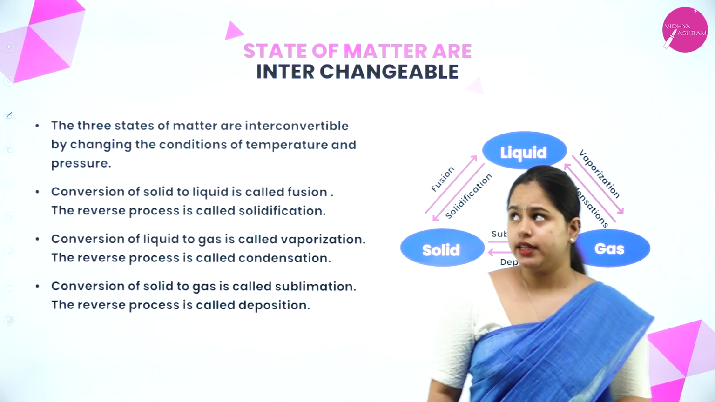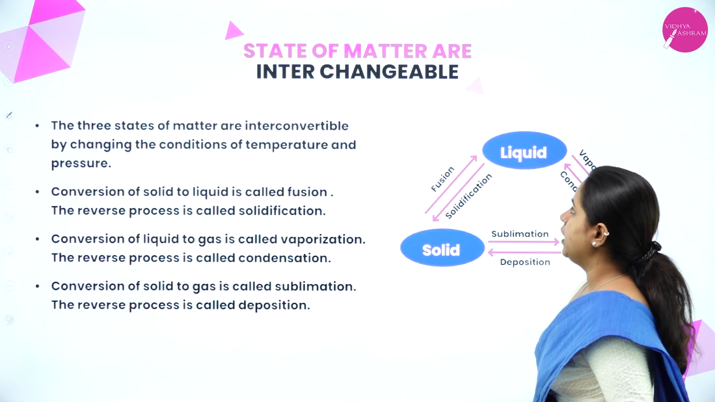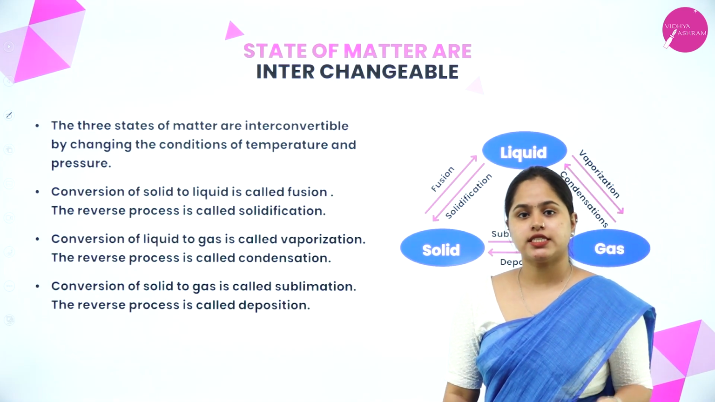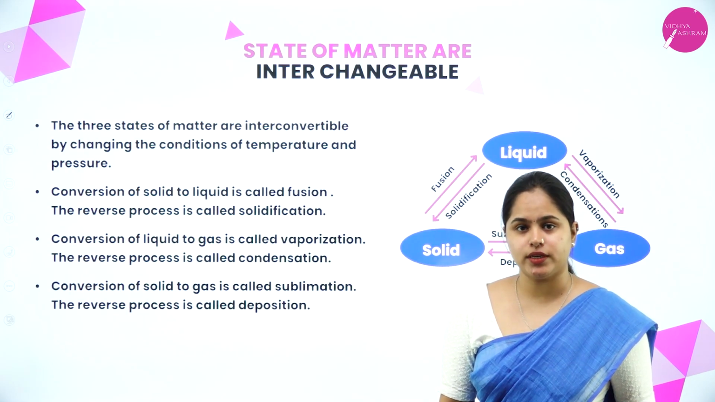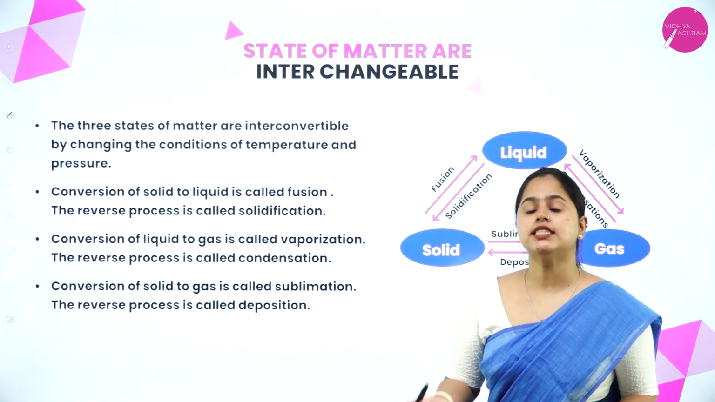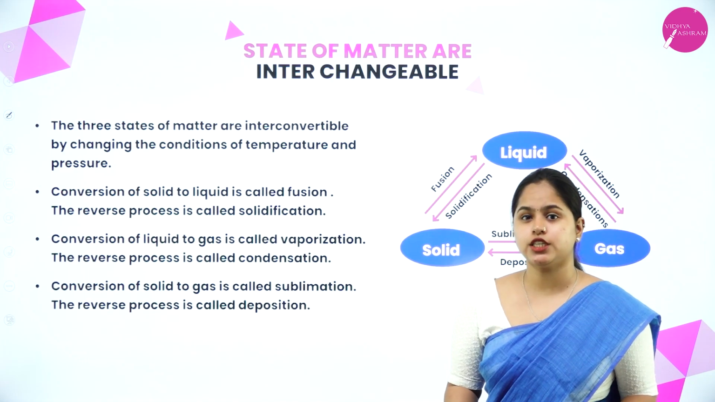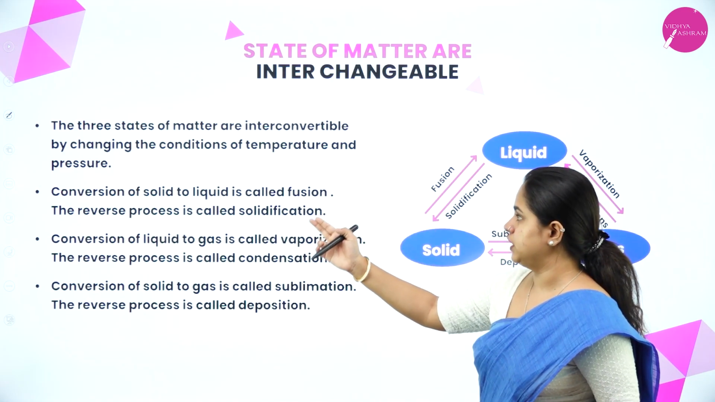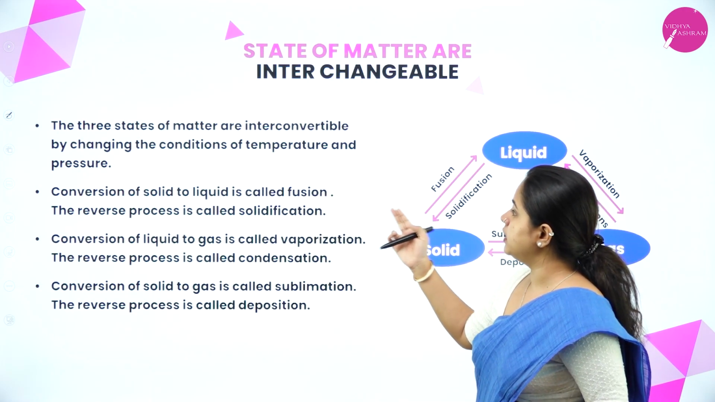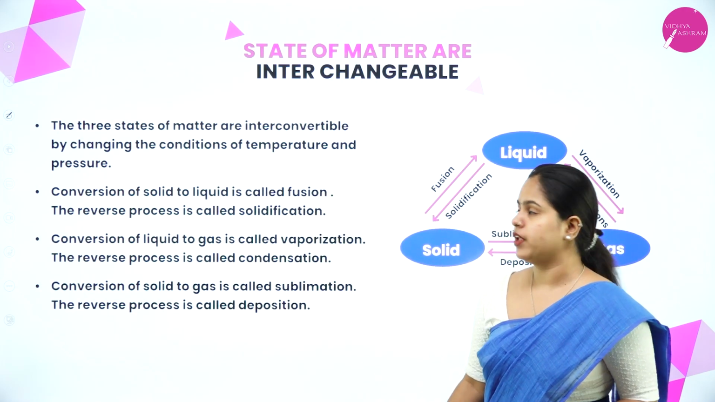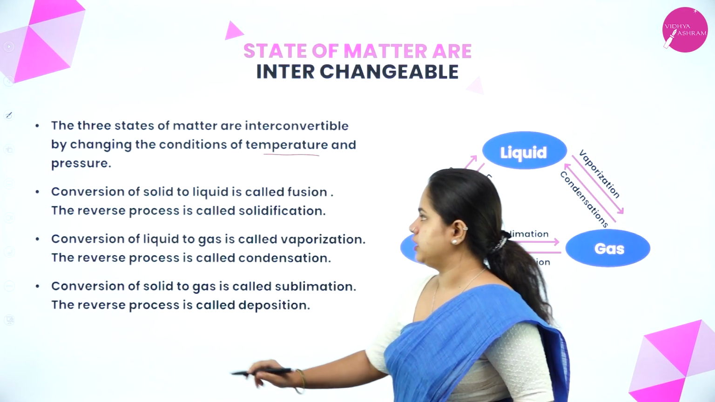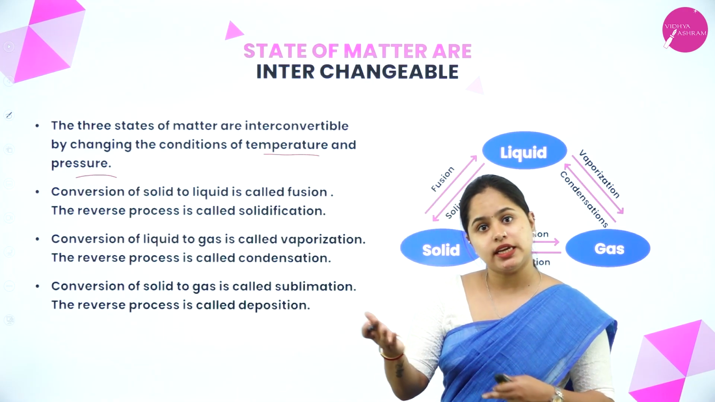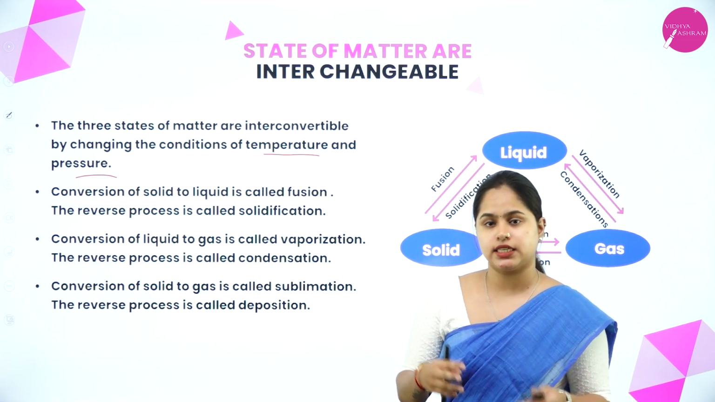Now, let's move on to the next one. That is, states of matter are interchangeable. So, the states of matter, that is solid, liquid and gas, are interconvertible. That is the speciality of these three states of matter. The three states of matter are interconvertible by changing the conditions of temperature and pressure. So, once you change the temperature or pressure, you will be able to obtain each of the three of them.